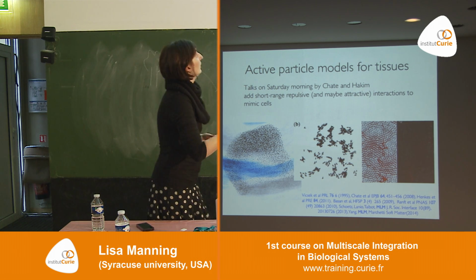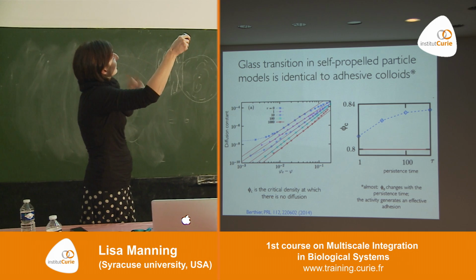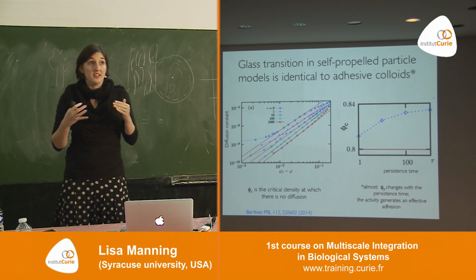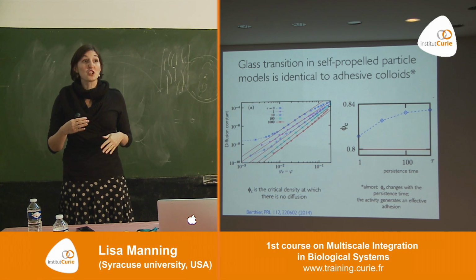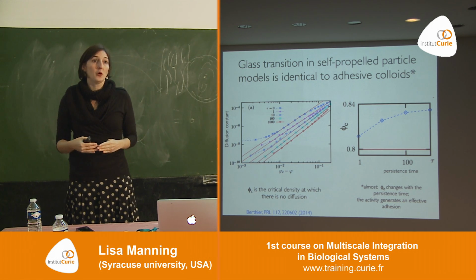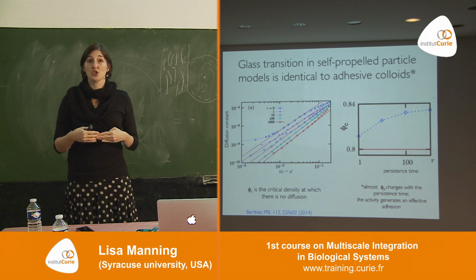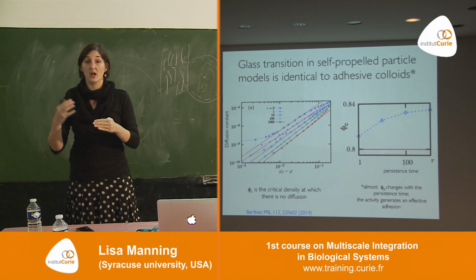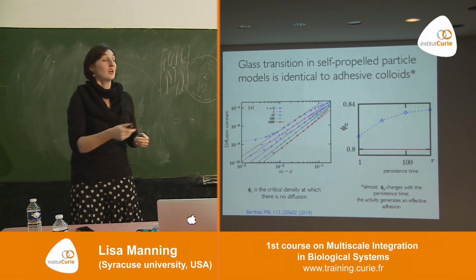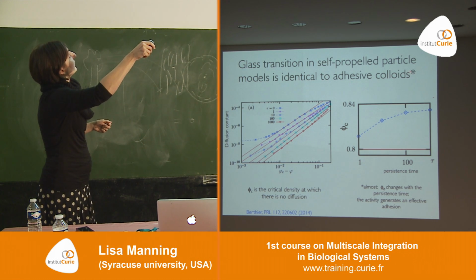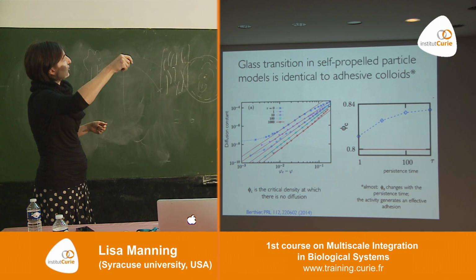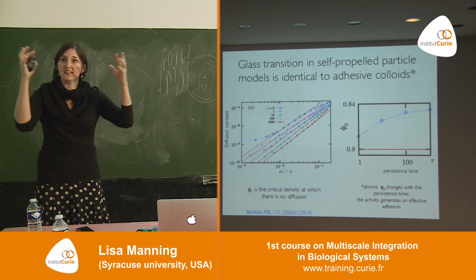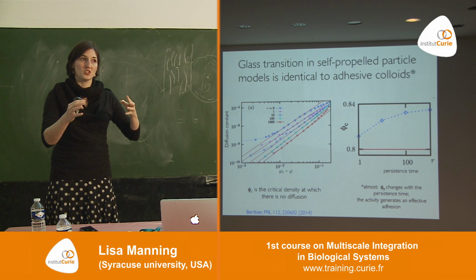That's what we saw. And in fact, there actually is a glass transition in these self-propelled particle models that looks nearly identical to the ones that I've shown you for colloidal systems or other glassy systems. I say nearly, and that's because they have a critical packing fraction. So this phi c is the critical density at which these things jam.